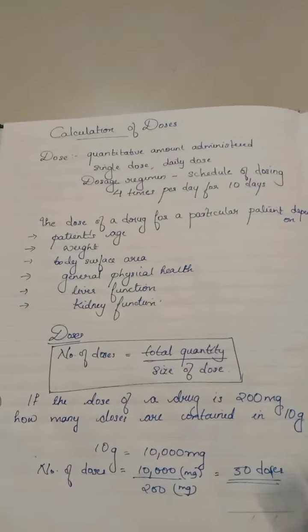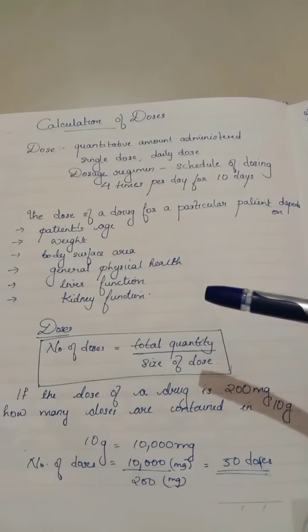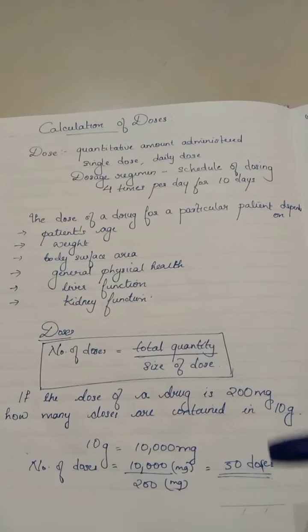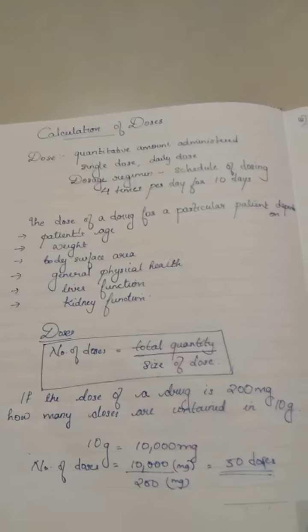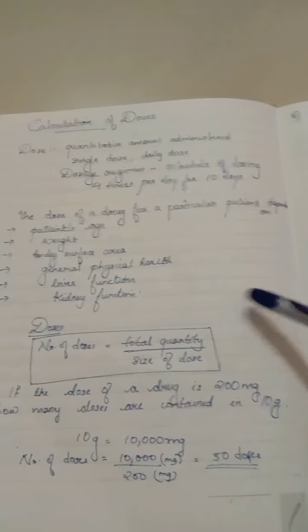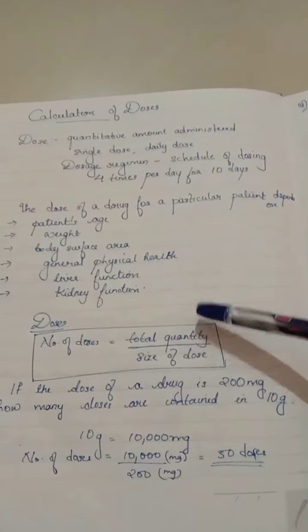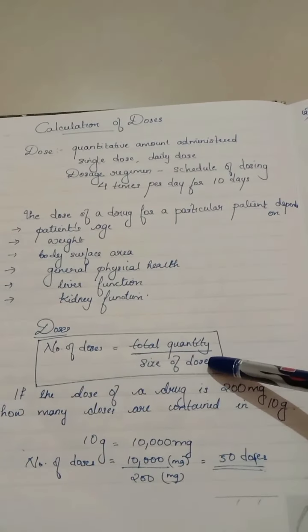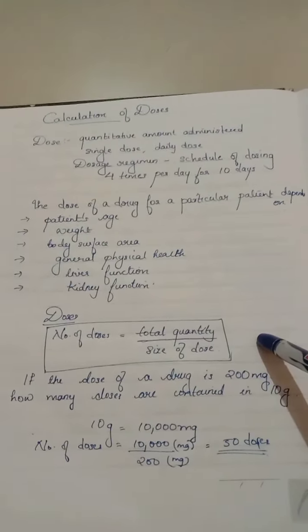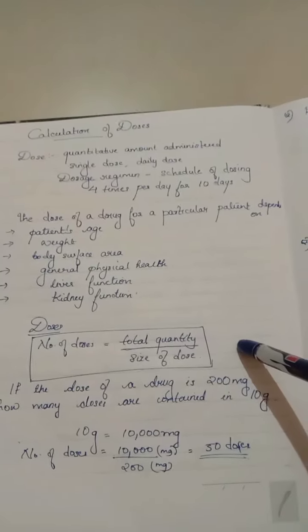Now, in order to find out the correct dose, we have some calculations. Here we have one equation: the number of doses is equal to the total quantity divided by the size of dose. Based on this equation, I will go through some questions and we'll be answering them.